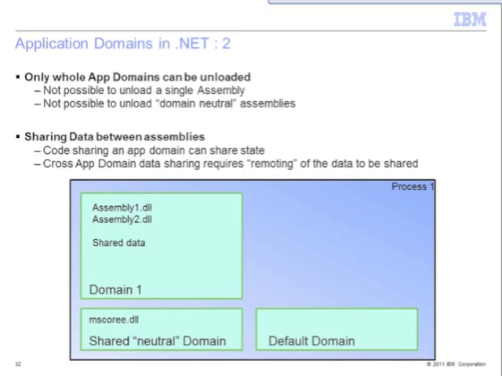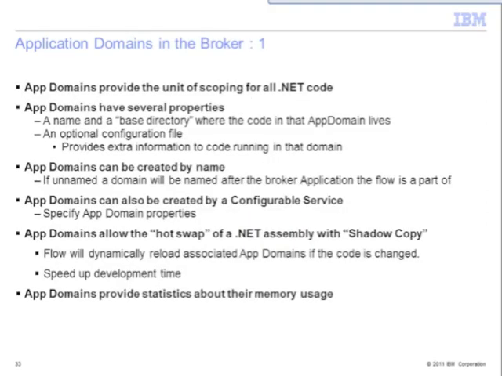So this is sort of a textual version of what those diagrams were showing. The application domains provide the unit of scoping. An application domain also has several properties, such as a name, and a base directory where the code for that application domain lives, and an optional configuration file to provide any configuration for code running in that domain, such as any WCF binding information, etc. And application domains are created by name.